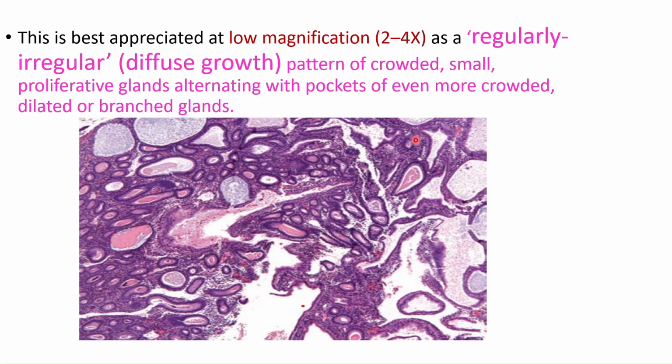So here we can see the section showing increased number of glands, which is regularly irregular. The whole slide shows many glands compared to stroma, so the gland to stroma ratio is more than 1. Few glands are dilated, few are cystically dilated, and stroma in between is less compared to normal endometrium.